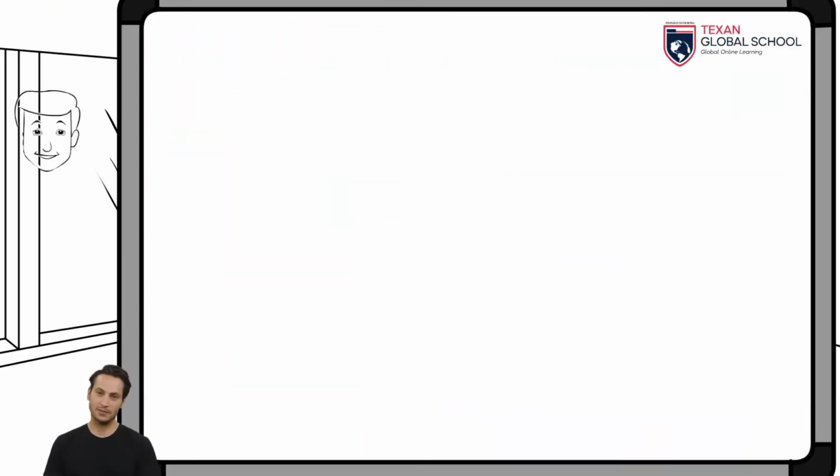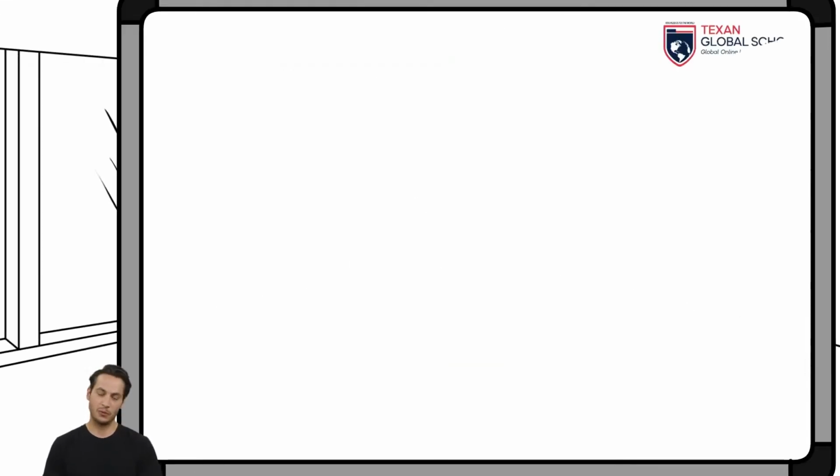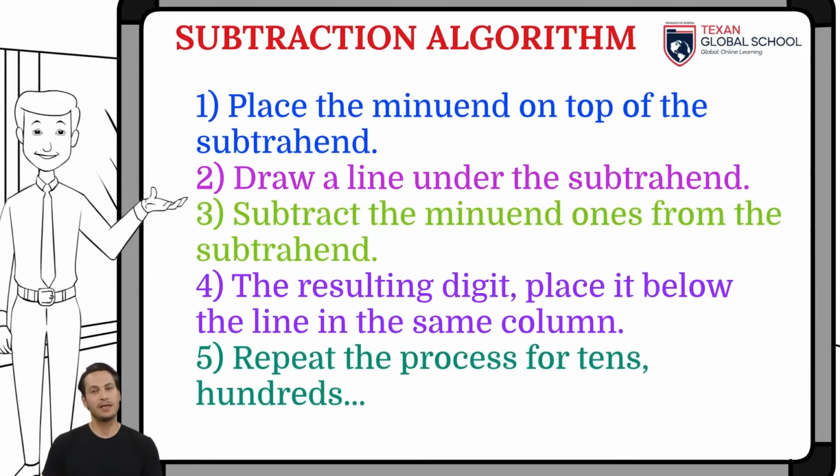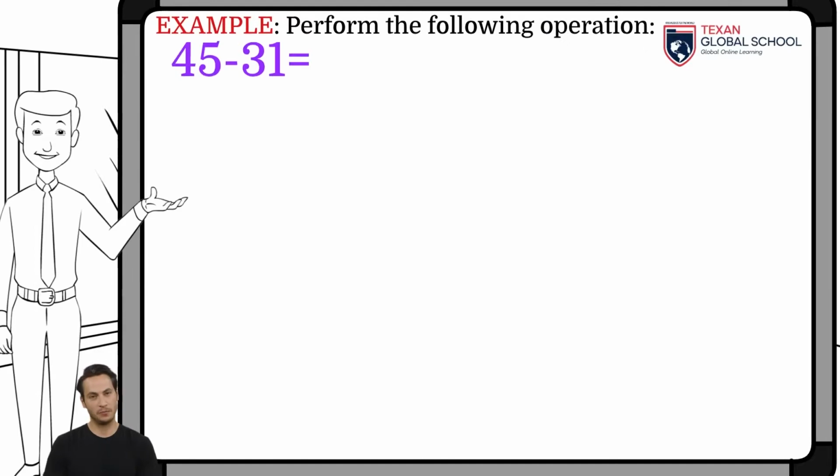In this class, we will perform subtractions with 2 and 3-digit integers. The general description of the subtraction algorithm is shown, which will be explained in the following example. We will perform the operation of 45 minus 31.